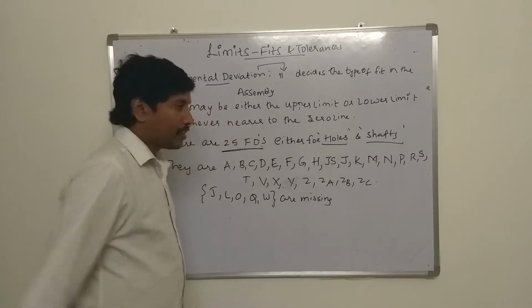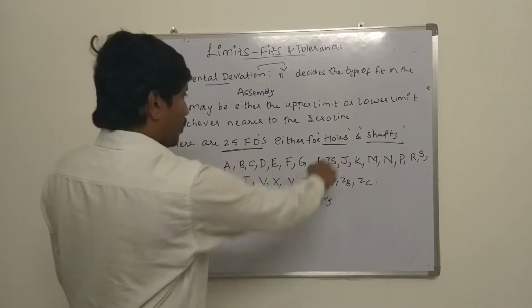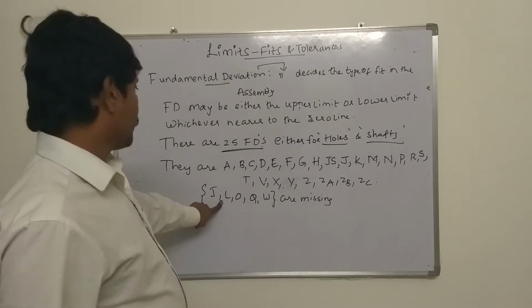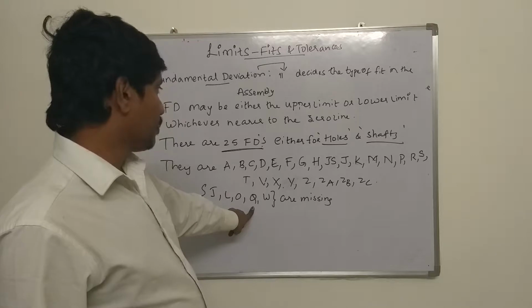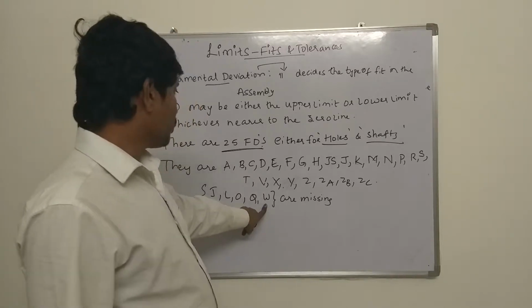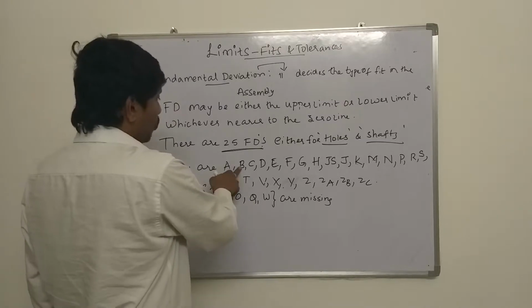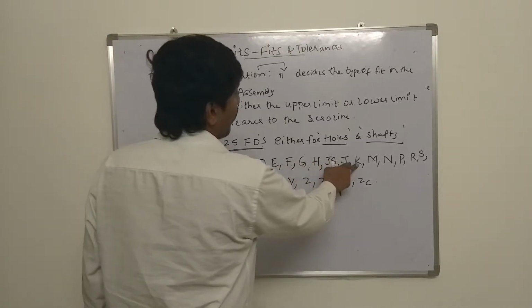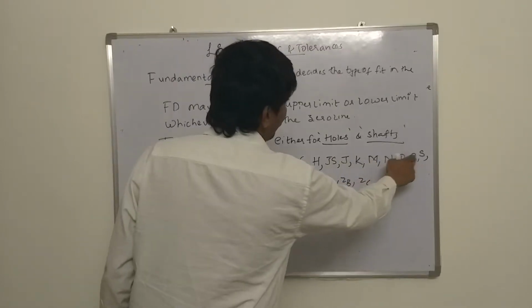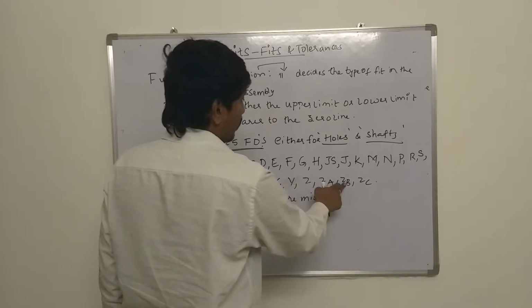Let us check for it. Is I there? I is not there. L is not there. O is not there. Q is not there. W is not there. Let us count: 1, 2, 3, 4, 5, 6, 7, 8, 9, 10, 11, 12, 13, 14, 15, 16, 17, 18, 19, 20, 21, 22, 23, 24.